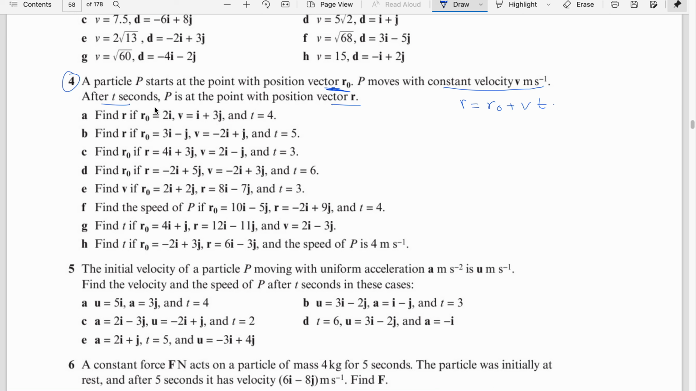So when we are finding r, r naught is given in this case, that is 2i, plus velocity is i plus 3j, and time is given, that is 4. So 2i plus 4 into i, plus 3, 4 times is 12. So we have 4 plus 2 is 6i plus 12j. And it is same for every part.